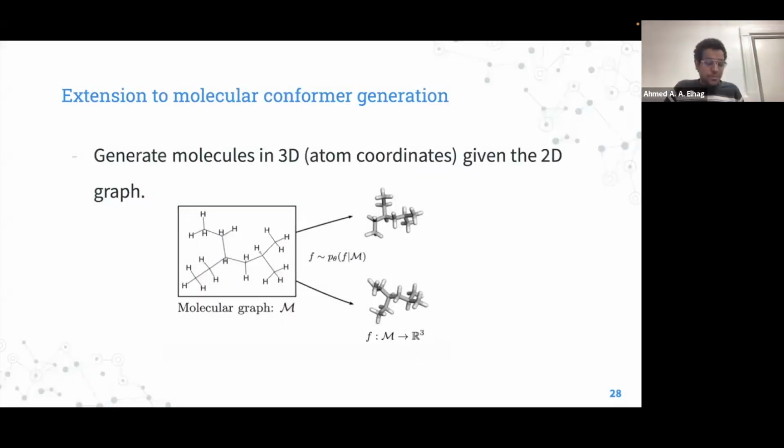So yeah, let us move to graphs, the conformer paper or non-equivariant paper. Let us consider this problem. You are given a 2D graph and you would like to generate molecules in 3D. You would like to assign R3 coordinates for every atom or node in your graph, that is, map each node to R3.